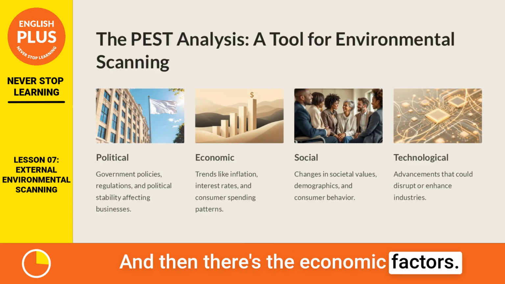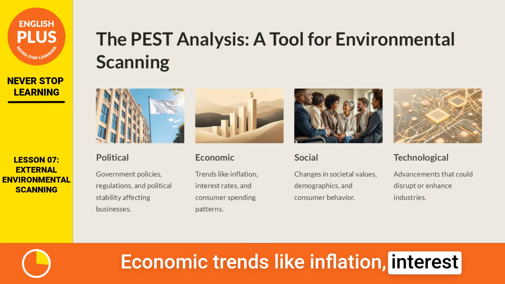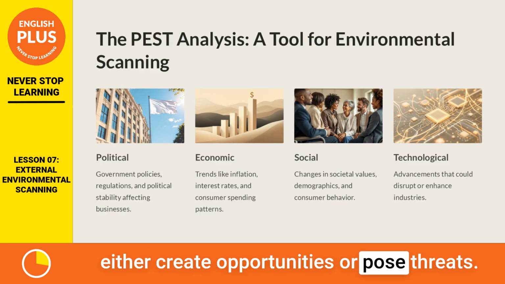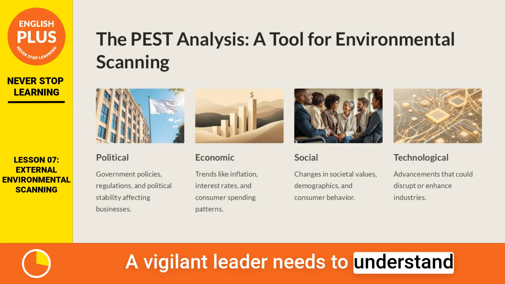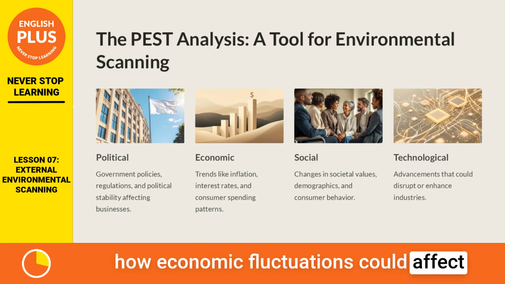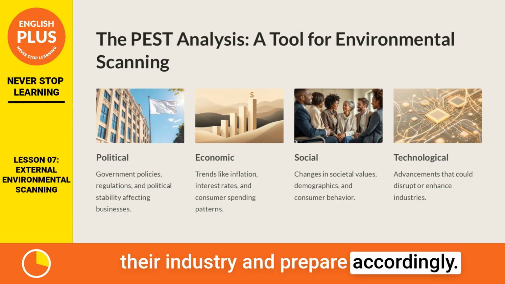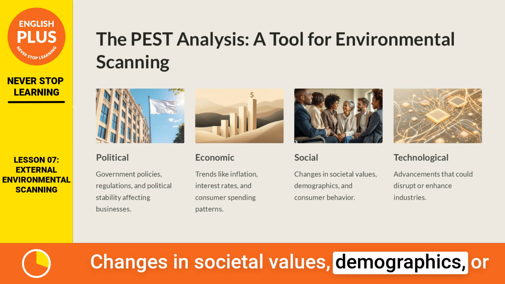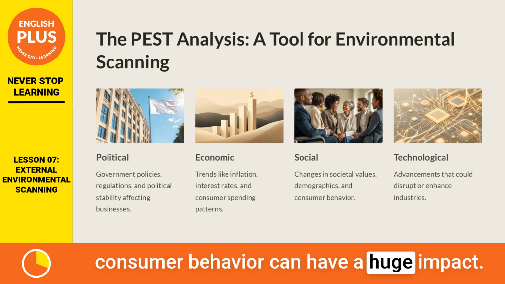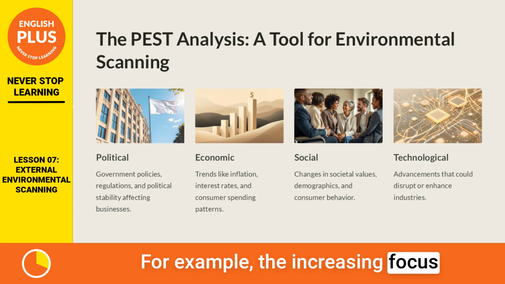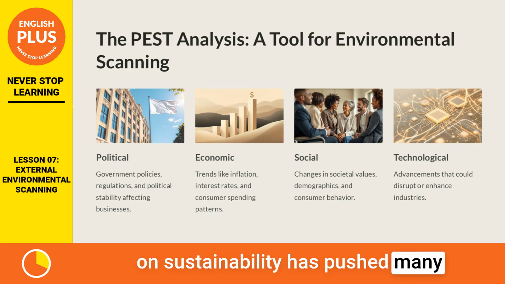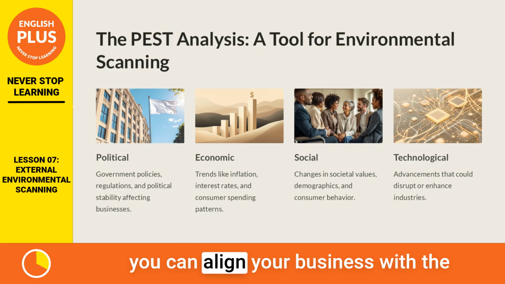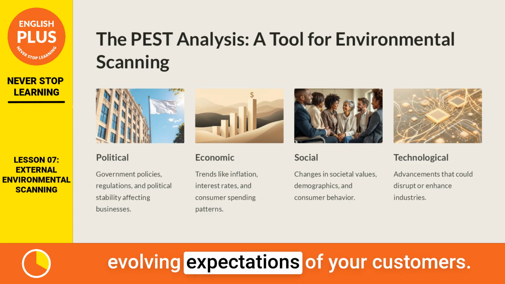And then there's the economic factors. Economic trends like inflation, interest rates, or changes in consumer spending can either create opportunities or pose threats. A vigilant leader needs to understand how economic fluctuations could affect their industry and prepare accordingly. And then we have the social factors. Changes in societal values, demographics, or consumer behavior can have a huge impact. For example, the increasing focus on sustainability has pushed many companies to adopt greener practices. By scanning for these social trends, you can align your business with the evolving expectations of your customers.